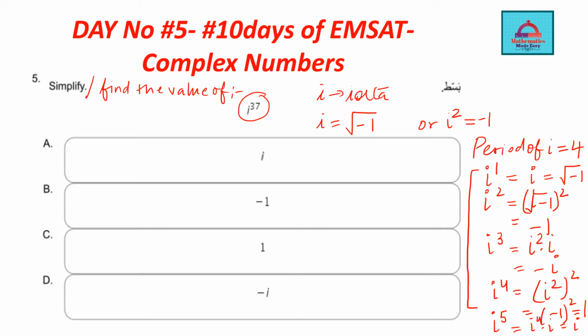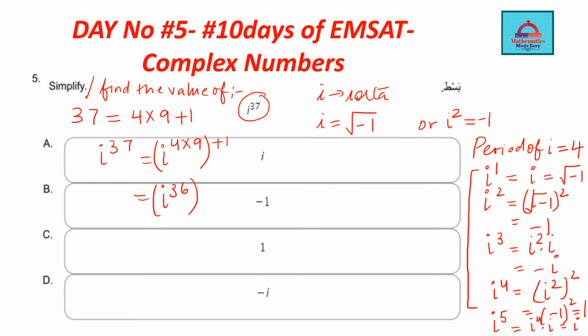So this 37 number, how can I write in terms of the period? I can write it as 4 multiplied with 9 plus 1. Correct? So i to the power 37 can be written as i to the power 4 multiplied with 9, this is one factor, and then plus 1 in the power. Now why do I write like this? Because this is 36 and 36 we are trying to divide by 4, right? So 9 fours are 36. So i to the power 36 would become what? It will become the same value as i to the power 4, which is 1.